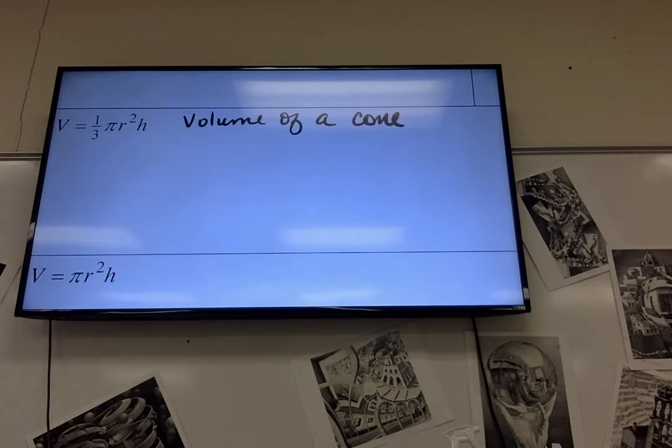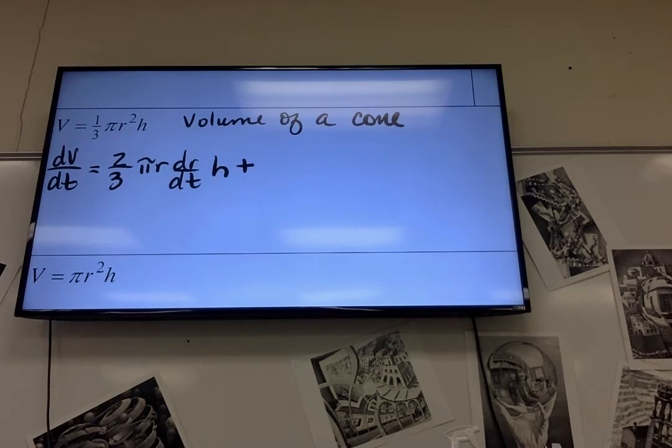So on this one, are we going to have to use the product rule? Yes, because we have r and h. So dV/dt equals 2/3 pi r dr/dt times h, plus r squared.